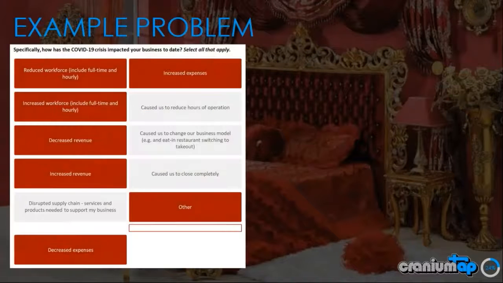Let's look at an example. Here's a question that went out to business leaders specific to the COVID-19 crisis. And it's a simple multi-select question that we've all seen, but it's in a block format. And it's interesting and it looks cool because I'm able to see, clearly highlighted, the blocks that I've selected in the multi-select question here.